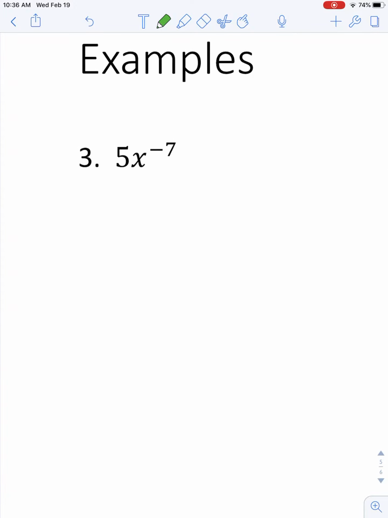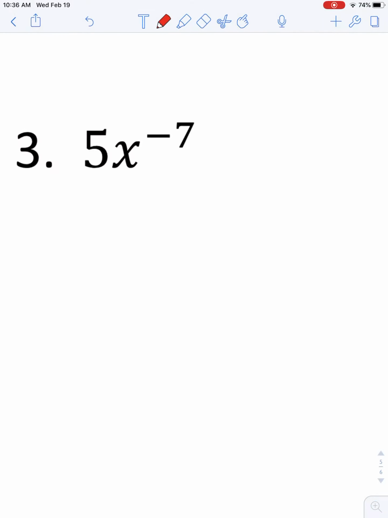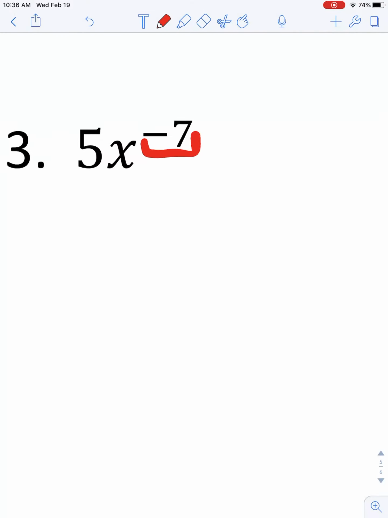And that's our answer. Now, number 3. Important to understand, this negative 7 is going to the x, not to the 5. The 5 is its own thing, its own power. It's really like 5 to the 1st. So the negative 7 goes with the x. So the 5 is fine. It's on the right side of the fraction. The problem is this negative 7 going with this x.